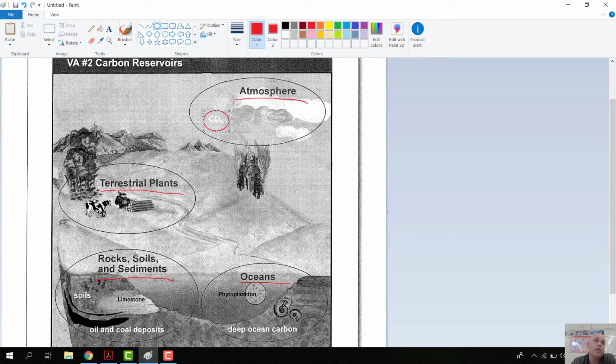The question now is, how does it go back and forth between each of these systems? So how does it get from the atmosphere to the terrestrial plants, or how does it get from the atmosphere to the oceans, or from the oceans to the rock? And we're going to cover each of those individually.